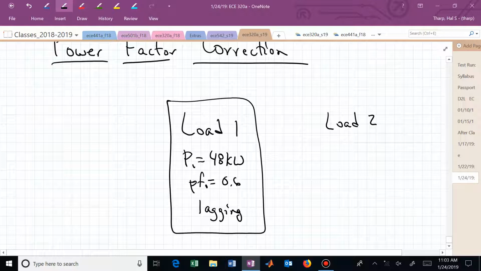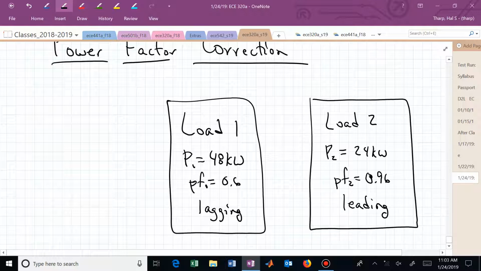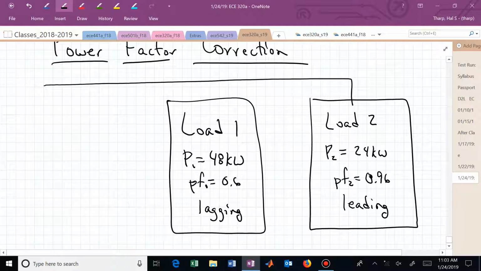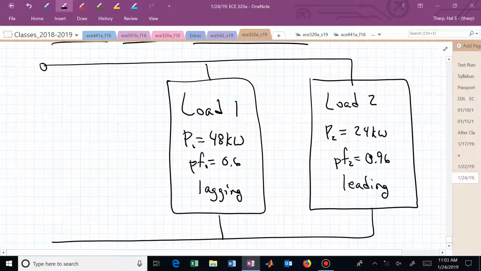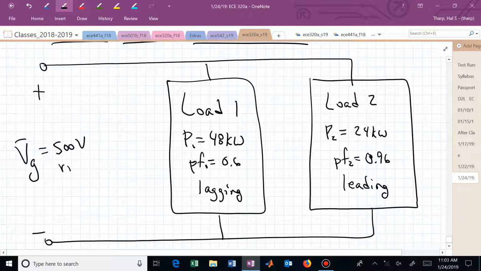Suppose load 2 has a real power, P sub 2, of 24 kilowatts, and a power factor of this load is 0.96, closer to 1, which is a good thing. And suppose now somebody says that's a leading power factor. Lagging, we have an inductive load. Leading, we have a capacitive load. Suppose these are both serviced or supplied by one source, and that source, let's say, is a voltage source of 500 volts RMS.